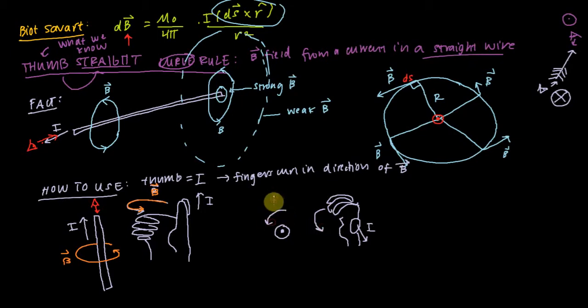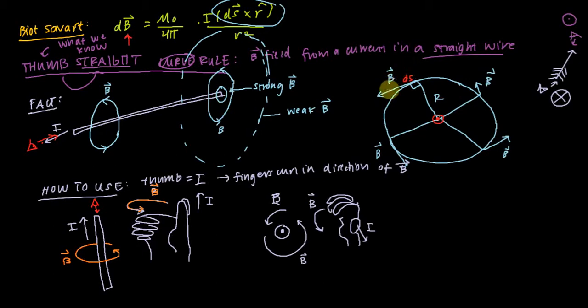So that means that the magnetic field here would be rotating counterclockwise around this. So that's how you utilize the thumb straight curve rule. Again, it's called the thumb straight curve rule because I'm putting my thumb in the direction of what I know, which is the current, and it's the straight curve rule because my thumb is straight, and I'm curling my fingers to figure out the direction of the magnetic field, okay?